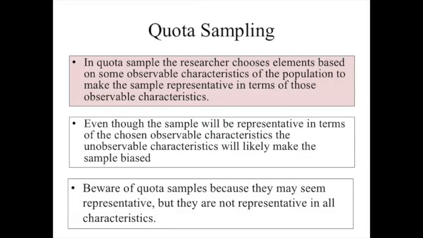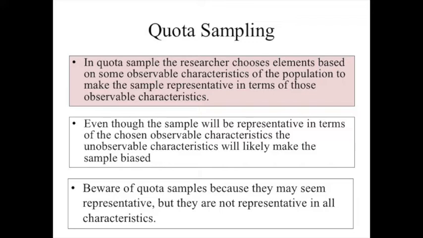Finally, let's talk about quota sampling. Now, quota sampling is a method used commonly, and is not to be confused with stratified random sampling. In quota sampling, the researcher chooses elements based on some observable characteristics, right? And to make the sample representative in terms of those characteristics. So, for example, we want to survey residents of Monterey County.